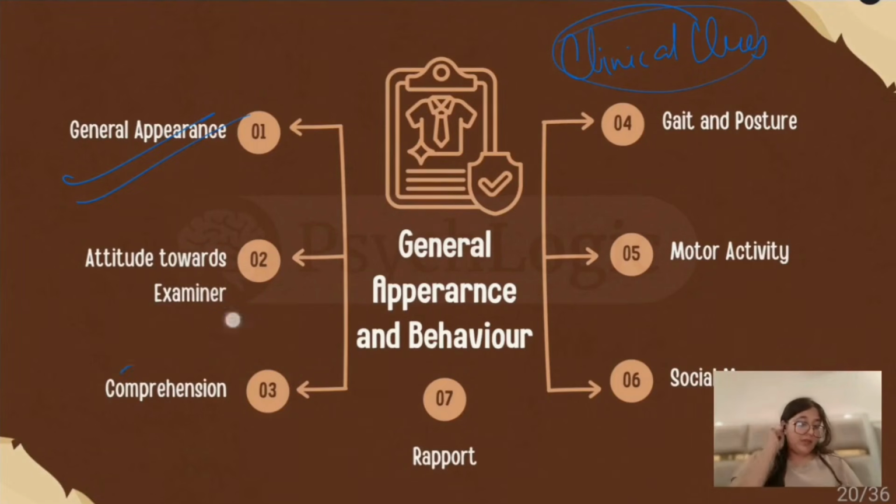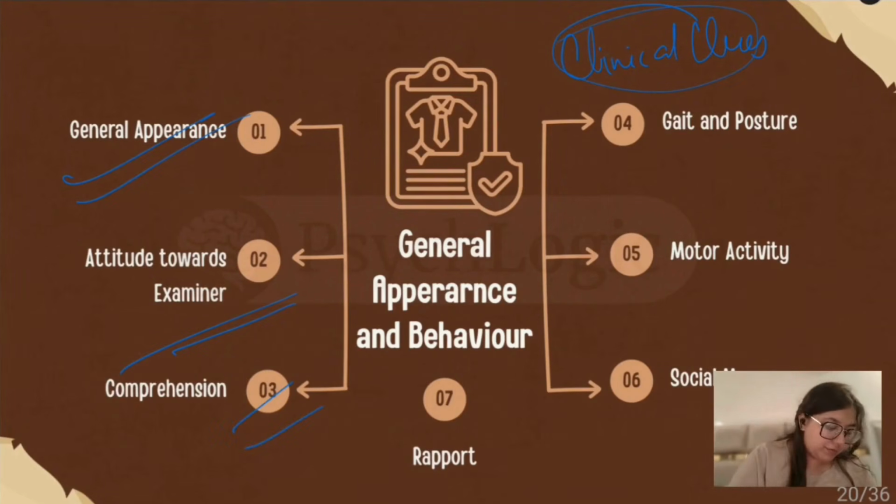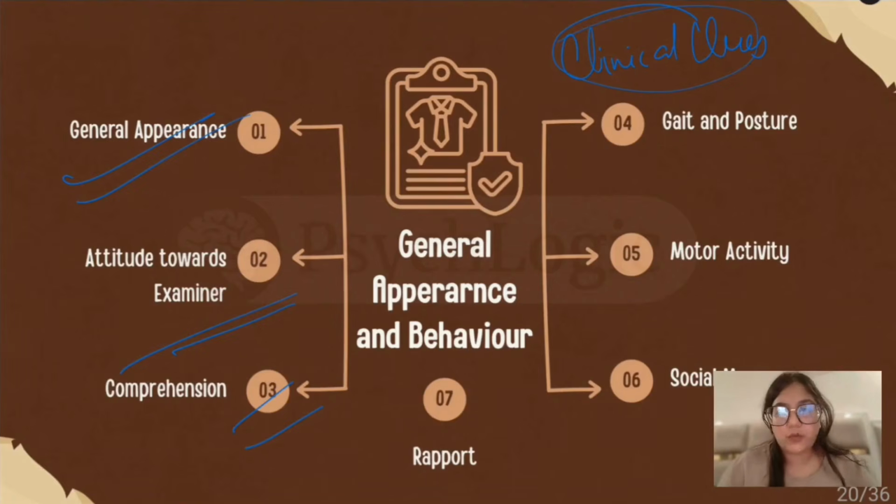Okay. Then we have attitude towards examiner. Are they cooperative? Are they friendly? Are they very guarded, very suspicious, very hostile? So these things also give you an idea. Maybe they're very paranoid. Schizophrenic people are very paranoid. Okay, so very suspicious, very guarded. Okay. So now the third is comprehension. Are they even understanding what you're saying, what you're asking? So that is where comprehension comes in.